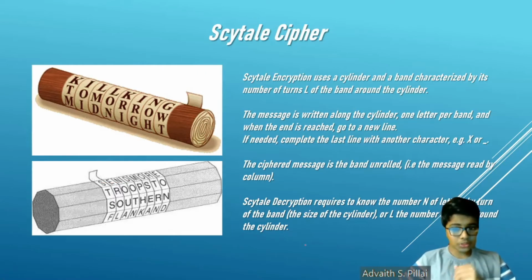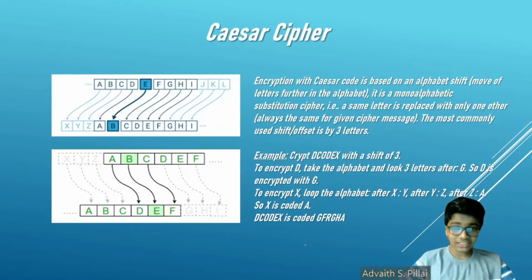Now let's move on to our last cipher for the day, which is the Caesar Cipher. Encryption with the Caesar code is based on an alphabet shift, a move of letters further in the alphabet. It is a monoalphabetic substitution cipher, that is, the same letter is always replaced with only one other letter for a given cipher message. The most commonly used shift offset is 3 letters. Okay guys, this means that if we have A and we need to encode it, to change it into a ciphertext.